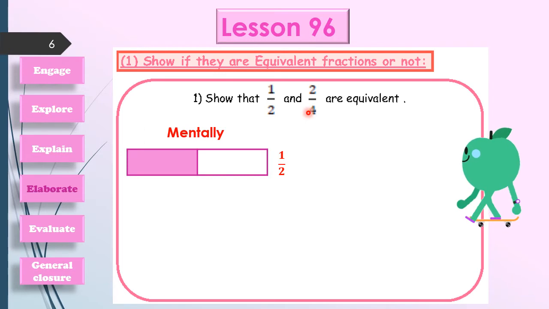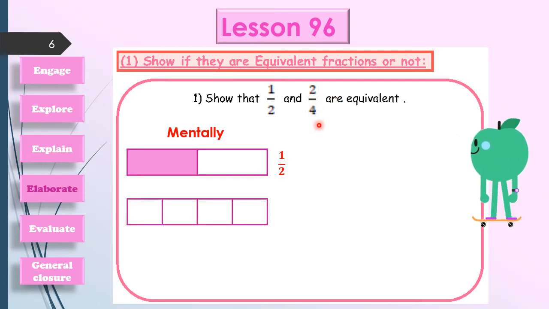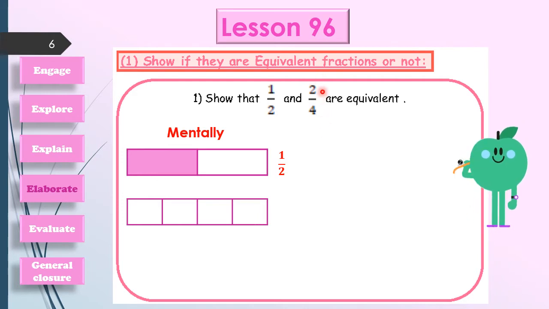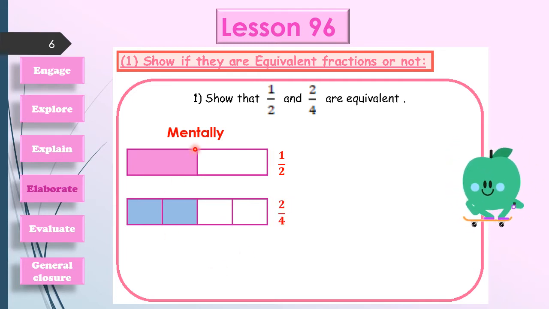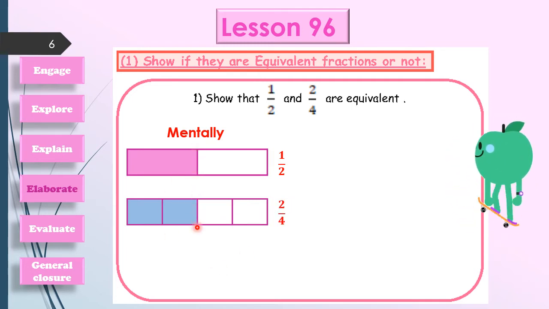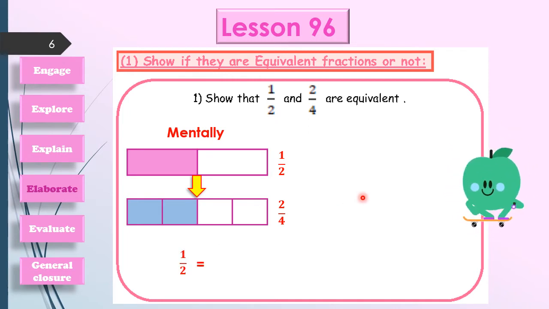Then we will divide a fraction strip into 4 equal parts, as the second fraction tells us. Then I will color how many parts out of 4? It will be 2 parts out of 4. This fraction is called 2/4. Is this part located at the same place as the first fraction? Yes. Then they are equivalent mentally. Let's go prove it mathematically.